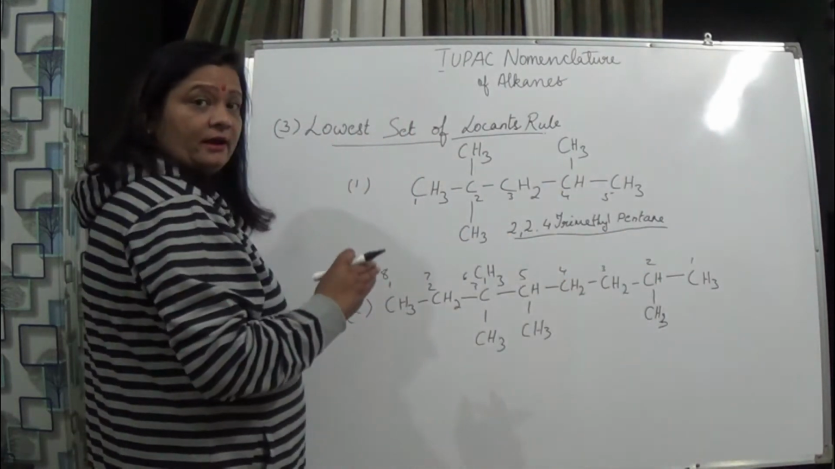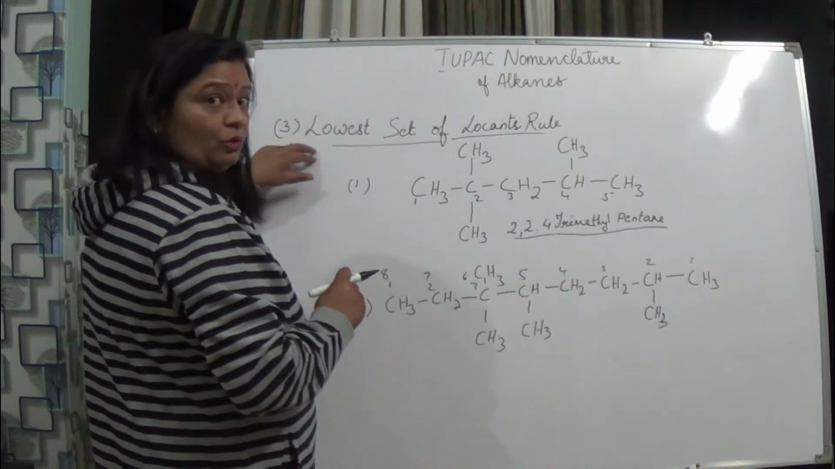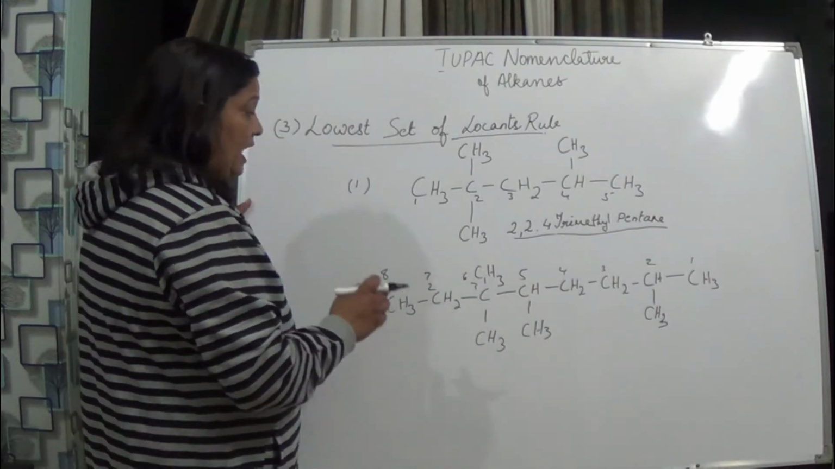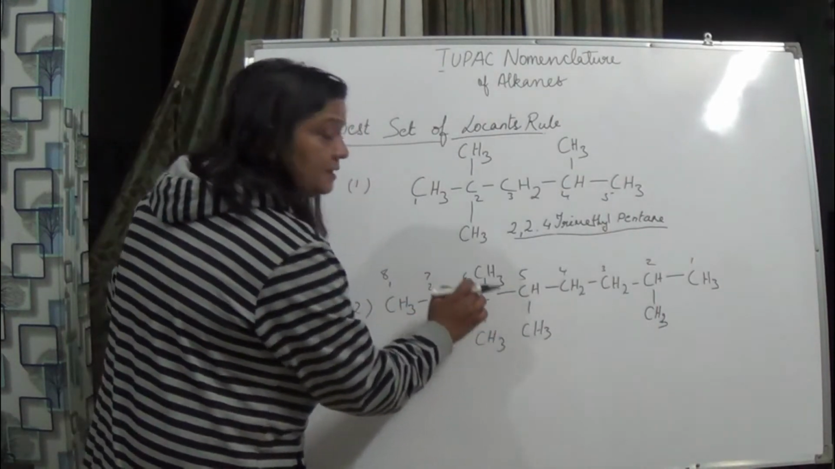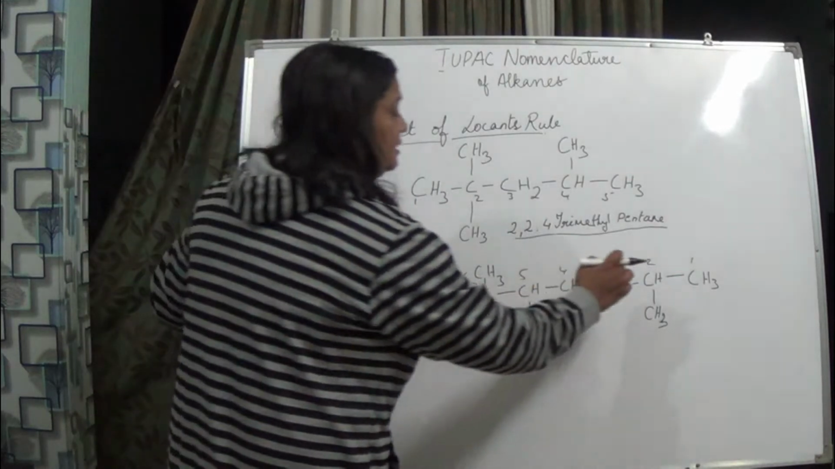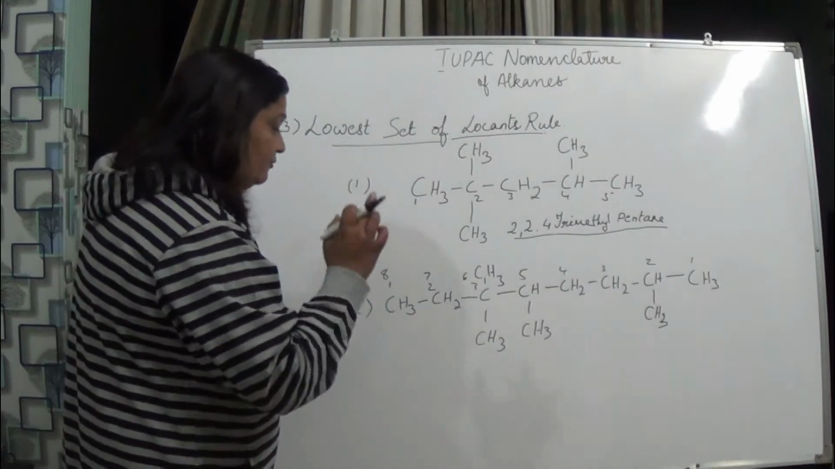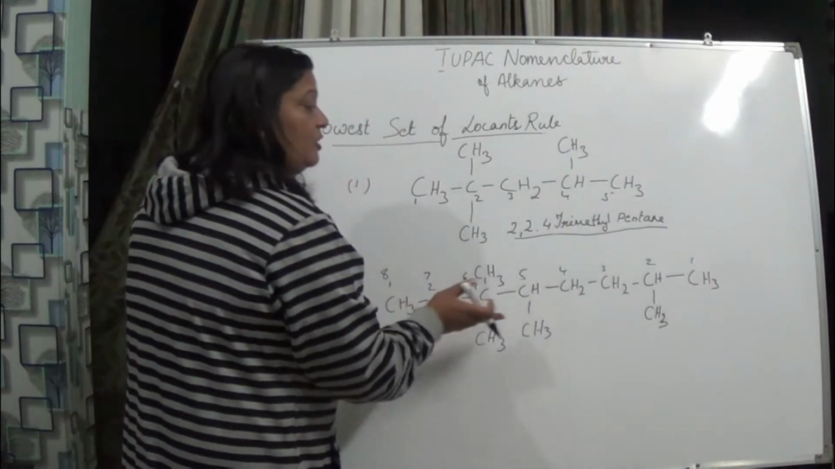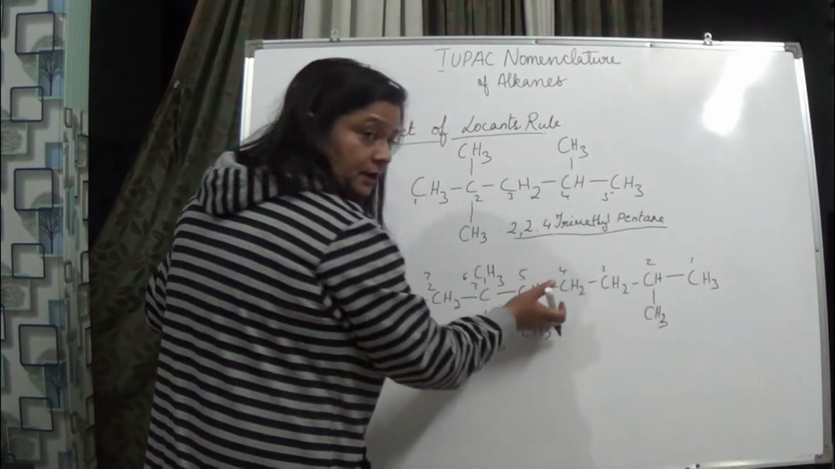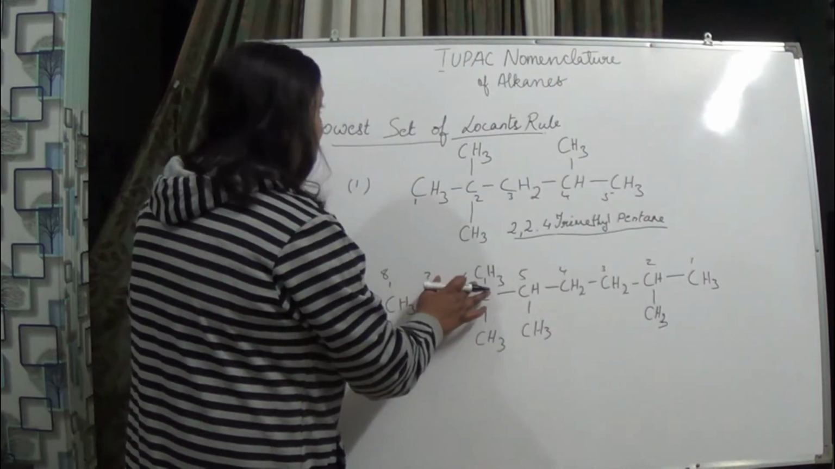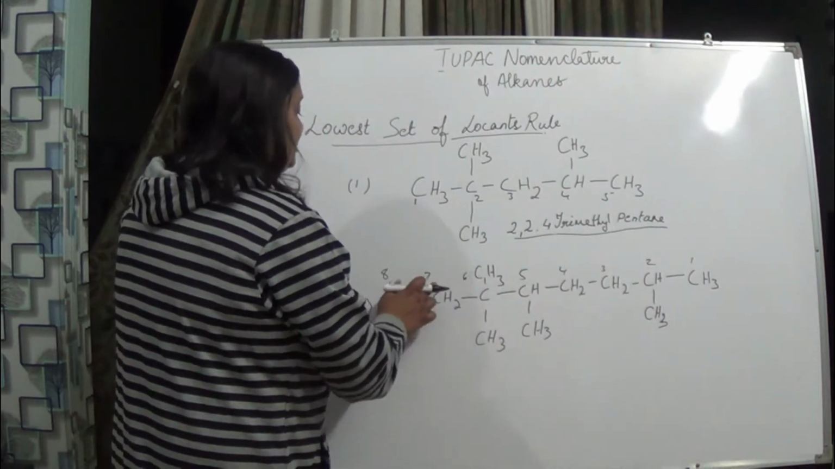Okay, so here again the lowest set of locants rule applies for counting. Here we are seeing the branching in the third position, but here we are seeing the branching in the second position only. So instead of counting from here, we will be counting from here. Got it now? So this is the lowest set of locants rule.